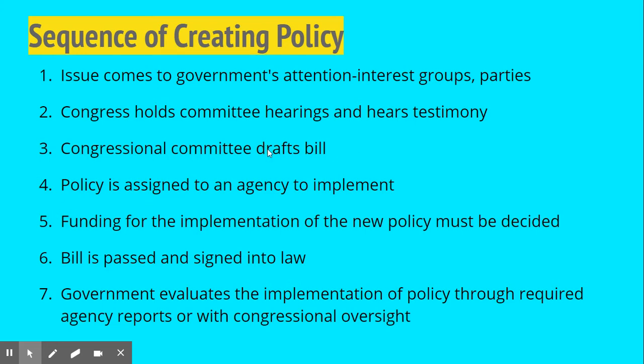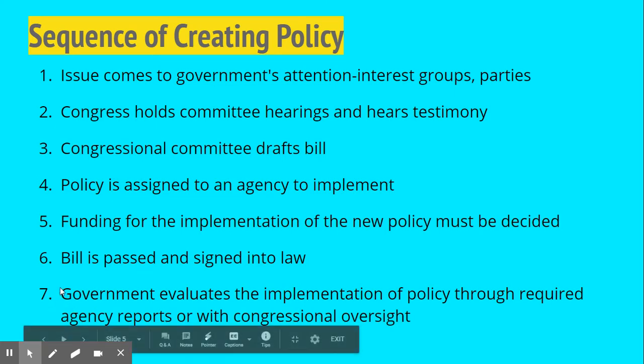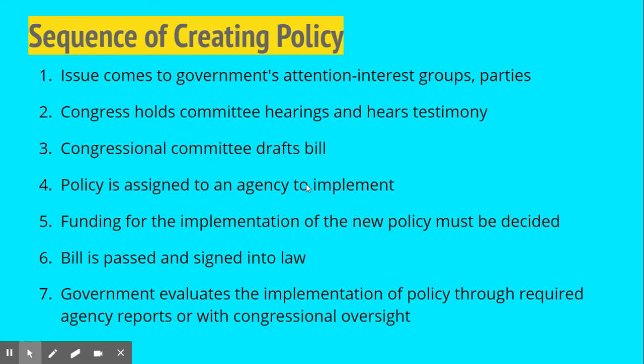So the congressional committee helps to draft the bill. The policy is assigned to an agency to implement, of course, although it would not actually be implemented until after the sixth step when it's actually put into law. But they are assigned already during that process to an agency, so you know who's going to carry that out. And of course, that's by subject.